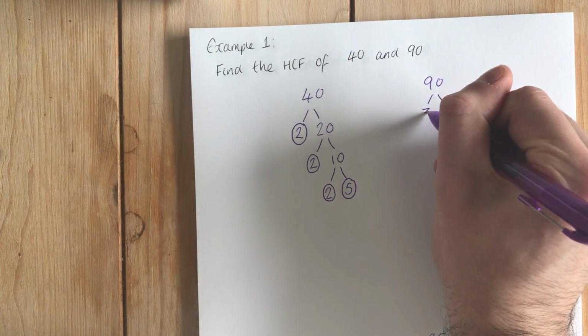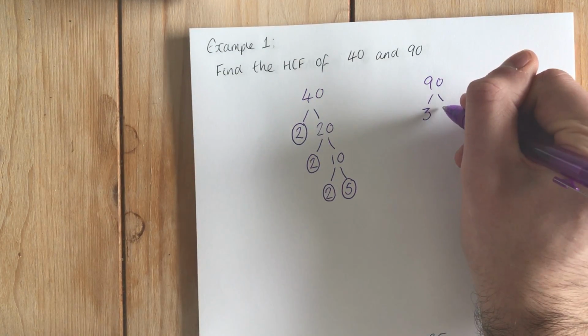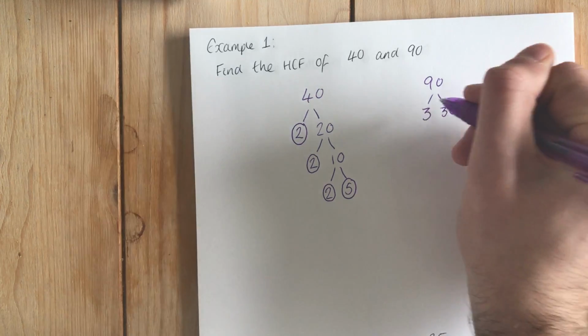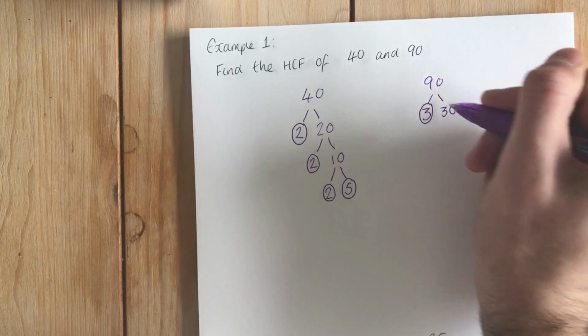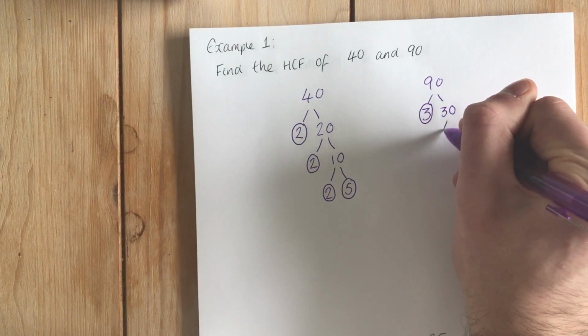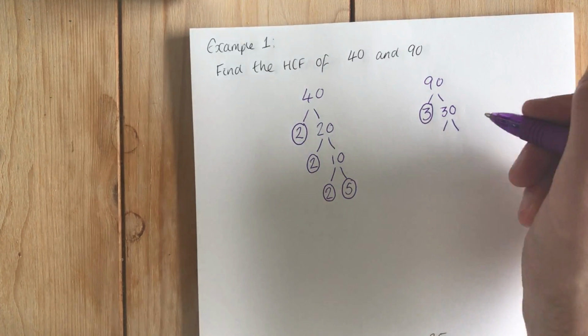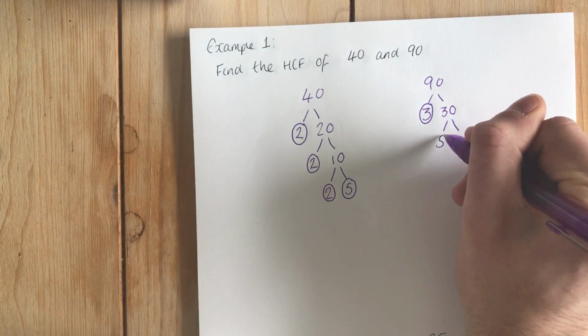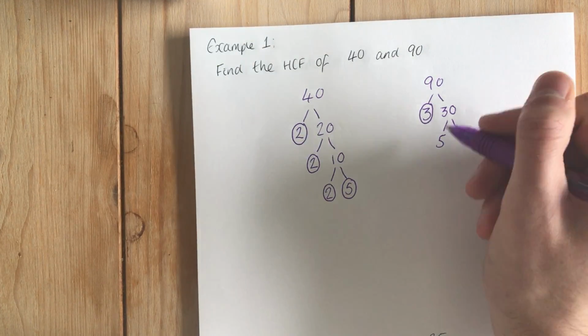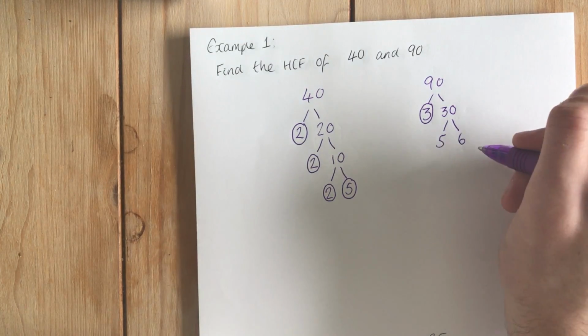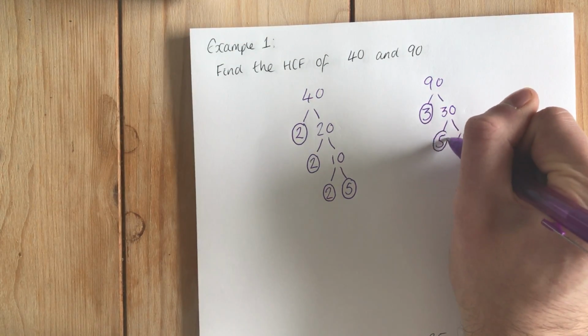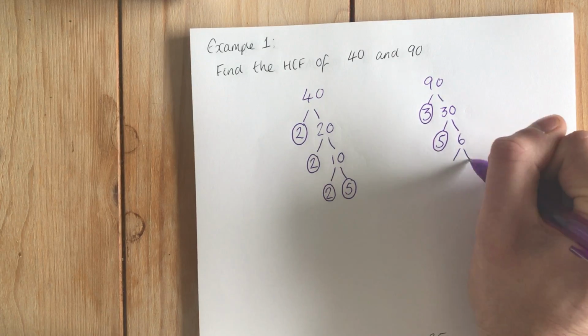I know that 3 goes into 90. And it goes into it 30 times. 3 is prime, so I can circle it. 30 is not prime, so I need to continue. I know that 5 goes into 30, and it goes into it 6 times. I know 5 is prime, so I circle it. 6 isn't prime, so I continue.